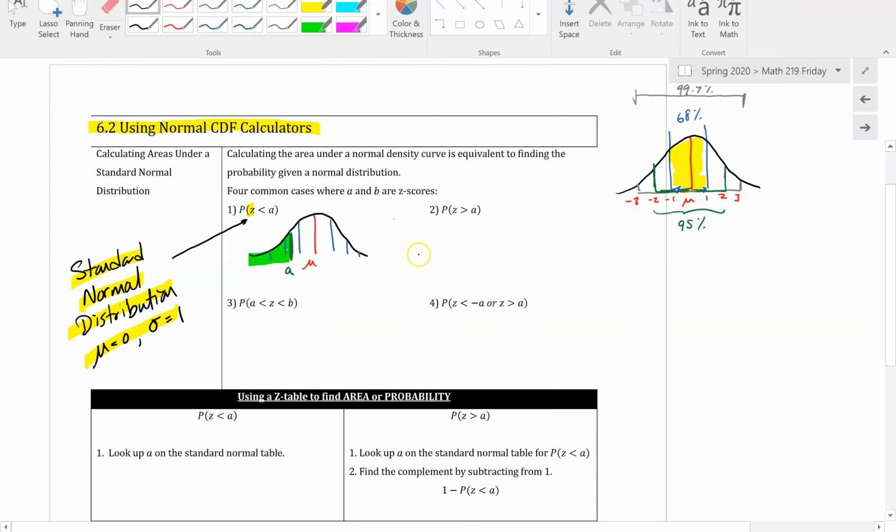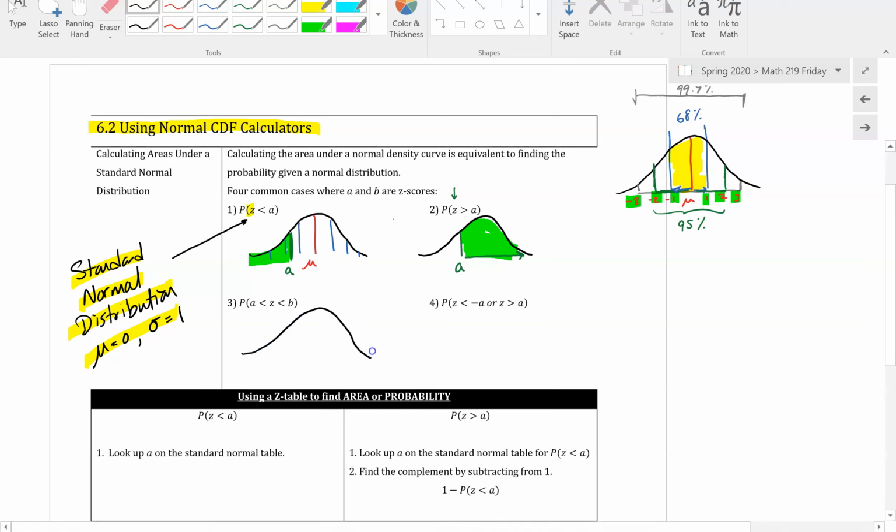It could be that I'm looking for the area right of that number a. I want to know what's the probability of getting a z-score bigger than a. So that's any of these z-scores here. Probability would be the area under the curve. So again, it's just like what we did in 6.1. We're looking for the area under the curve, but in 6.1 we only dealt with 1, 2, 3, or negative 1, negative 2, or negative 3 standard deviations. We didn't have to deal with like 1.3 or 1.9. So to do that, again, we need StatCrunch or a z-table.